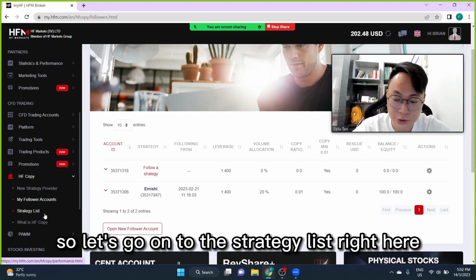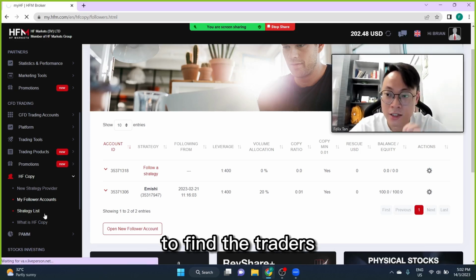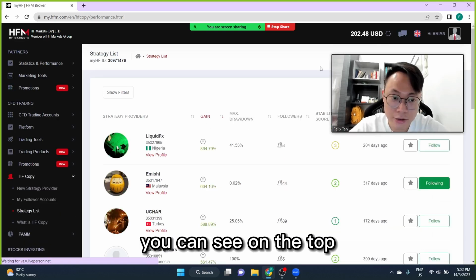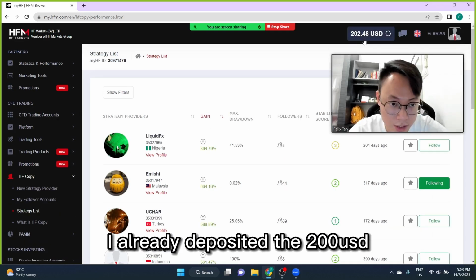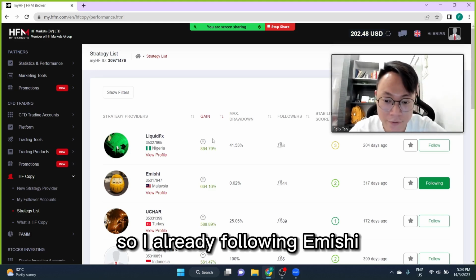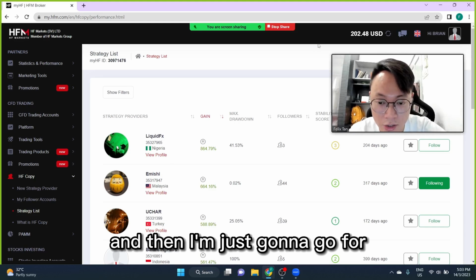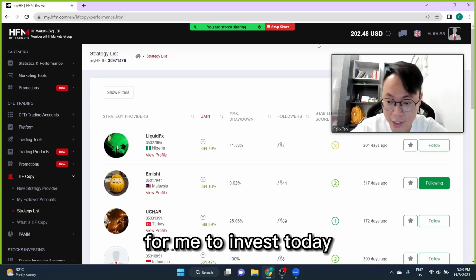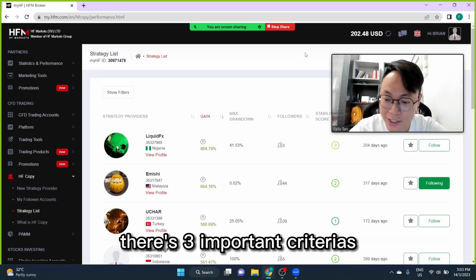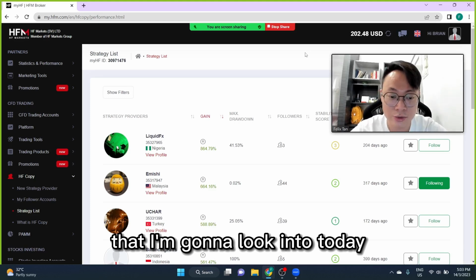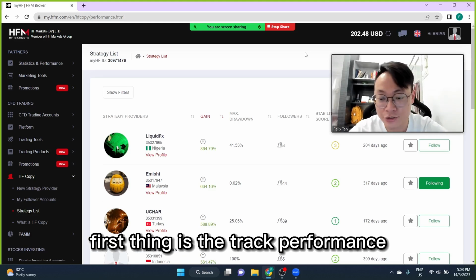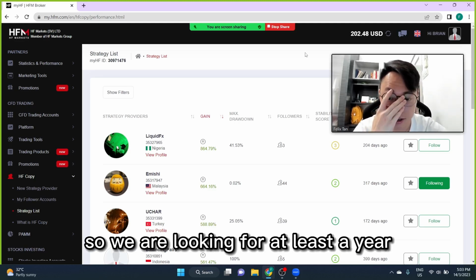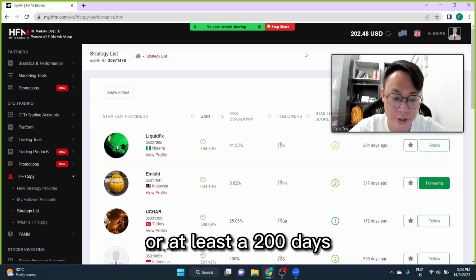So let's go on to the strategy list right here to find the traders that I'm going to put $100 in today. Right here you can see on the top I already deposited 200 US dollars. I'm already following Amashi, and I'm just going to look for another two traders to invest in today. There are three important criteria that I'm going to look into today. First thing is the track performance. How long has the account been going for? We are looking for at least a year or at least 200 days.